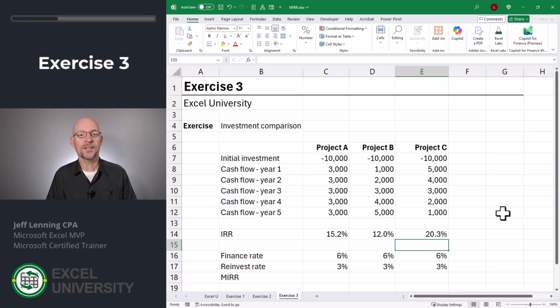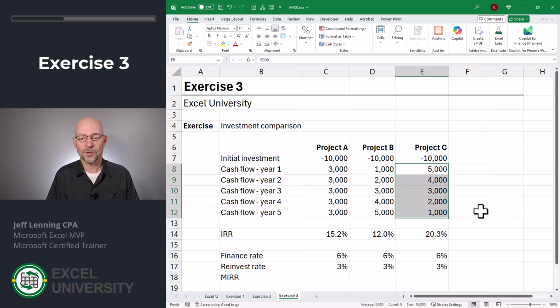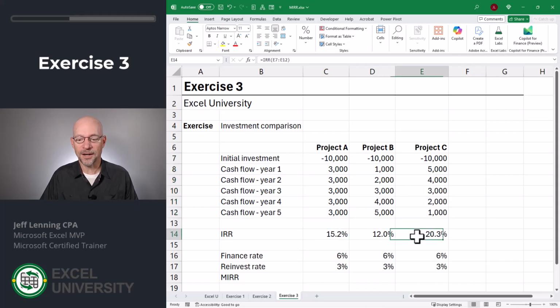So were your instincts right? Well, we know from previous videos that money today is worth more than money tomorrow. So we would suspect that Project C blows the other projects way out of the water. And we can see the IRR function confirms it. Like Project C is 20% and Project B is only 12%. That is a huge difference.